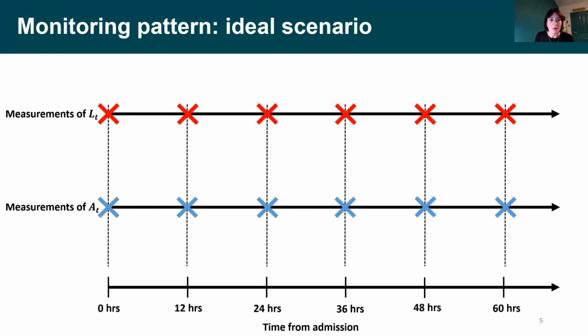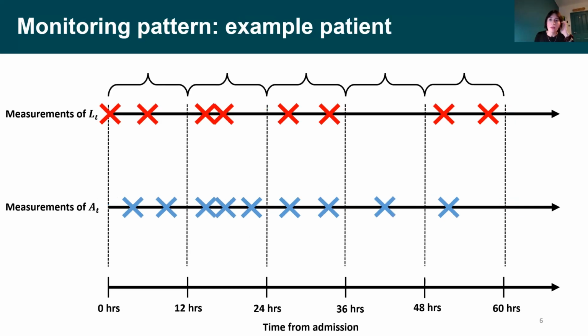So measurements of our confounder, LT, and our treatment status, AT, would be observed at regular intervals, for example, every 12 hours. But in practice, within routinely collected hospital data, typical measurements of treatment and confounders might look more like this. So this plot represents some possible observation times for an example patient, with red crosses representing measurements of a covariate LT and blue crosses representing measurements of treatment status AT.